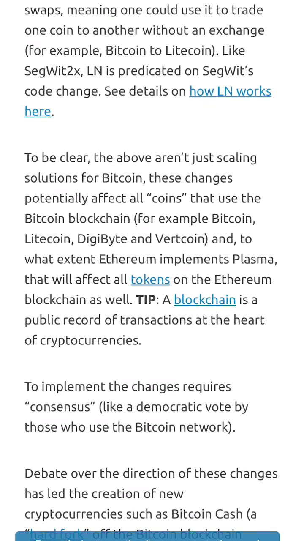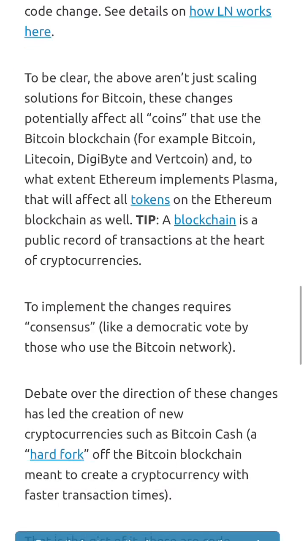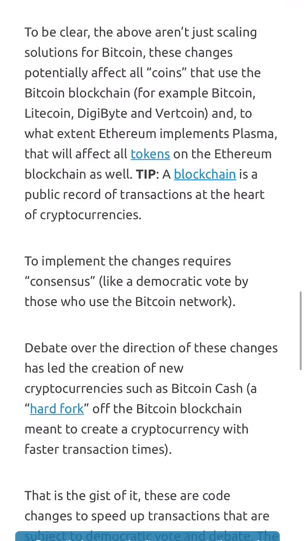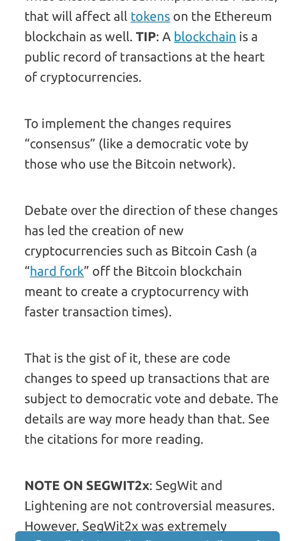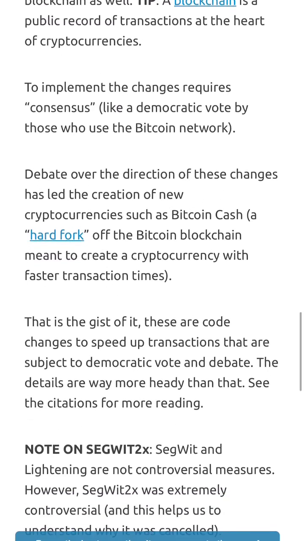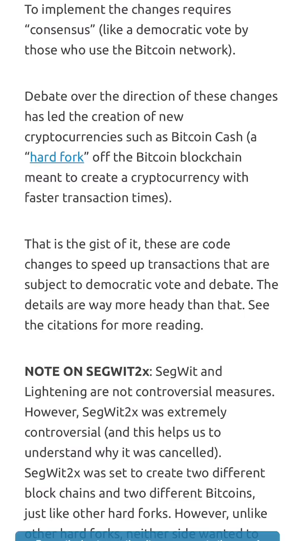To be clear, the above aren't just scaling solutions for Bitcoin. These changes potentially affect all coins that use the Bitcoin blockchain. For example, Bitcoin, Litecoin, Digibyte, and Vertcoin, and to what extent Ethereum implements Plasma, that will affect all tokens on the Ethereum blockchain as well. A blockchain is a public record of transactions at the heart of cryptocurrencies. To implement the changes requires consensus, like a democratic vote by those who use the Bitcoin network. Debate over the direction of these changes has led to the creation of cryptocurrencies such as Bitcoin Cash, a hard fork off of the Bitcoin blockchain, meant to create a cryptocurrency with faster transaction times.